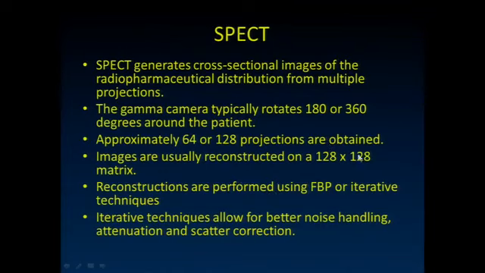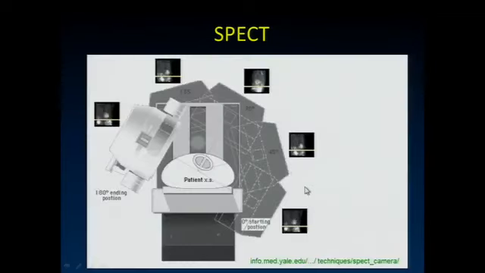The reconstructions are performed either with filtered back projection or iterative techniques, and we've used iterative techniques in nuclear medicine for a much longer time than we have in CT. The main reason for that is because we don't do it on quite as large a matrix, so it isn't computationally as demanding as doing it on a 512 by 512 matrix. So iterative techniques really allow us to do some better noise handling, some attenuation correction, and some scatter correction to improve the quality of the image.